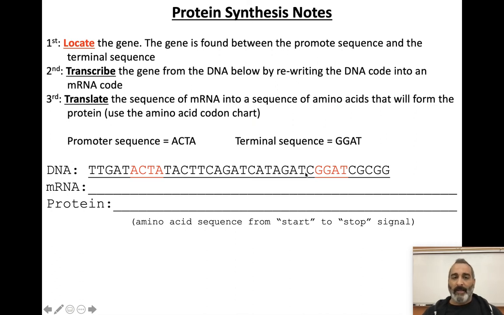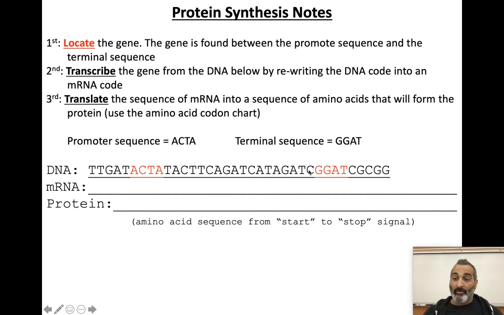Okay. The next step two, transcribe the gene. Okay. What does that mean? You rewrite the DNA code into an mRNA code according to the base pairing rules. So what does T become? T becomes A. A becomes U. C becomes G. T becomes A, T becomes A, C becomes G, A becomes U, G becomes C, A becomes U, T becomes A, and so on and so forth. You just do the gene. That's the area between the promoter and between the terminal sequence.